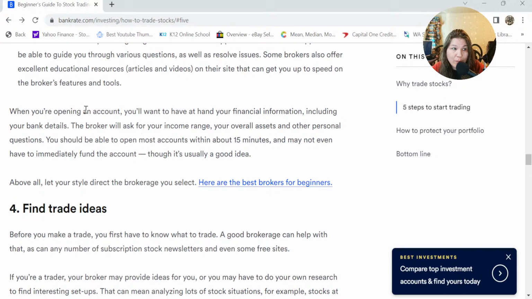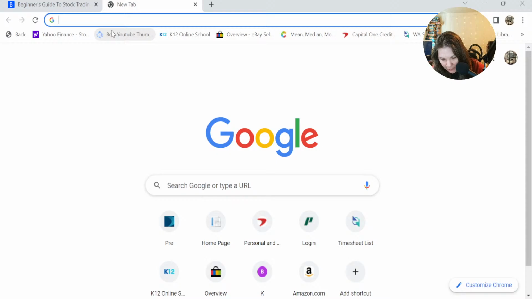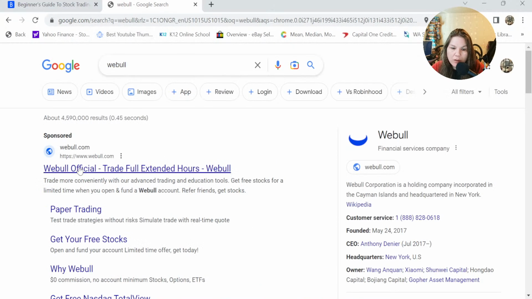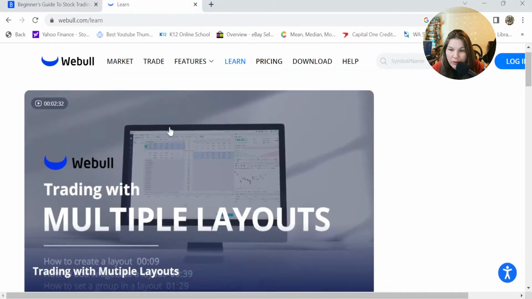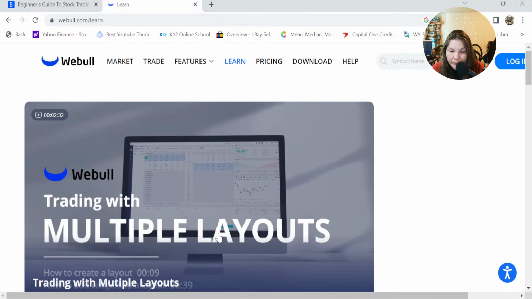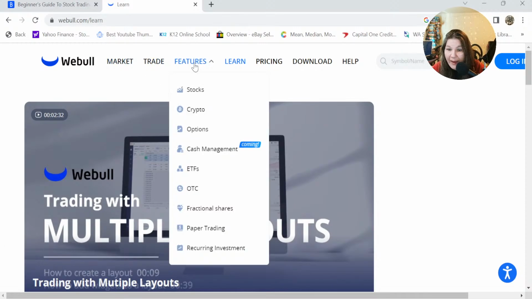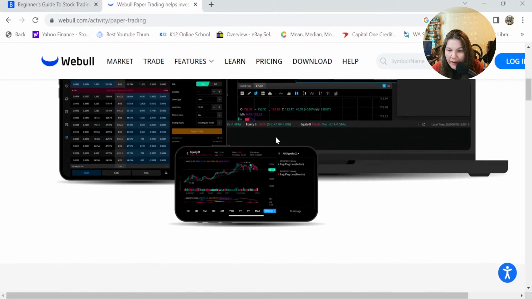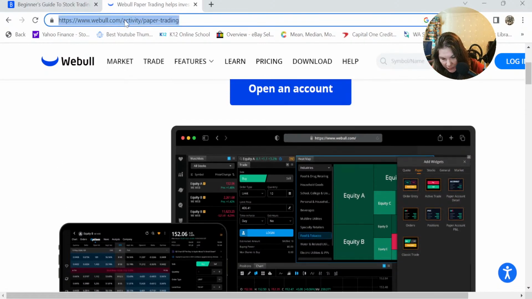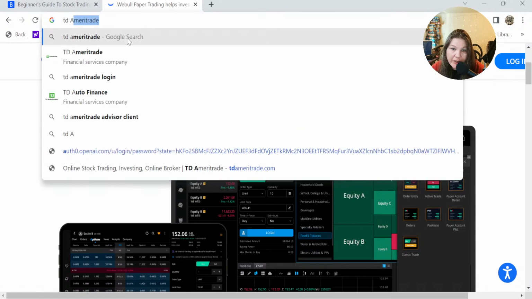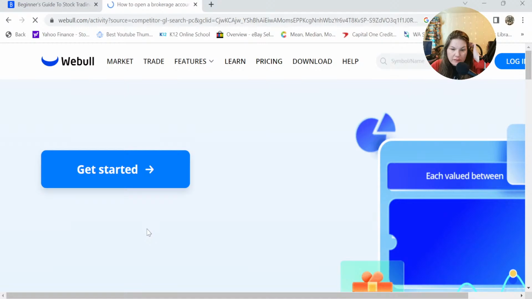There's also one called Webull. And Webull is also good. I'm going to show you these really quick. Let me see. I'll show you both of them. So Webull is this one, and I do not have this one, but they do have learning. So you can do their paper trader, and they have paper trading here. So you can open an account and learn to paper trade. They also have, the one that I was talking about is TD Ameritrade.